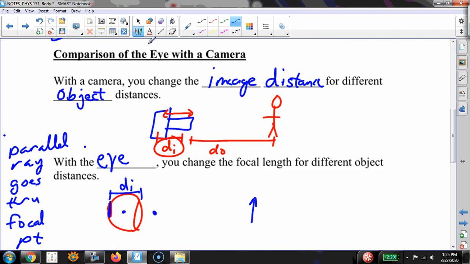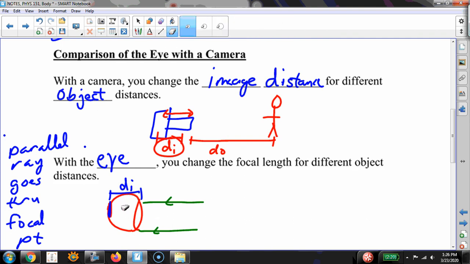And then I have an object that's really far away. And when an object is really far away, the rays coming into the eye are going to be parallel, right? And so those rays, if they're parallel, will go through the focal point. But an image is formed where two rays cross. So instead of our focal point being there, we want our focal point to be at a position on the back of the retina.